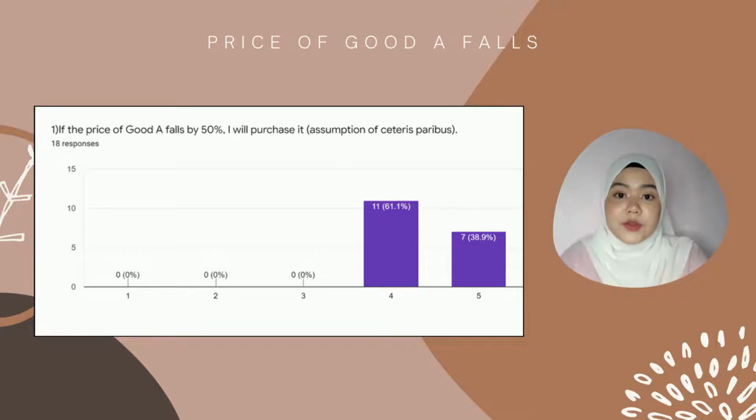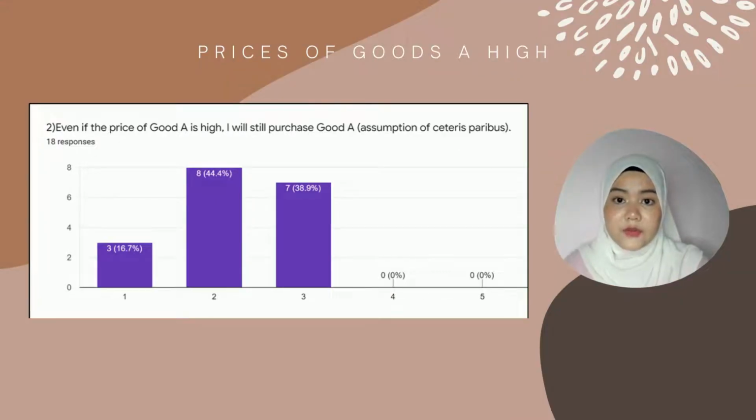And meanwhile, for those who marked strongly agree, the number has exceeded the number of agree, which is 11 people, or the equivalent of 61.1%. This clearly shows that people are more likely to choose goods A when the price drops as much as 50% from the original price. Now we're moving on to the next graph, which shows the annual scale for purchases of related items.